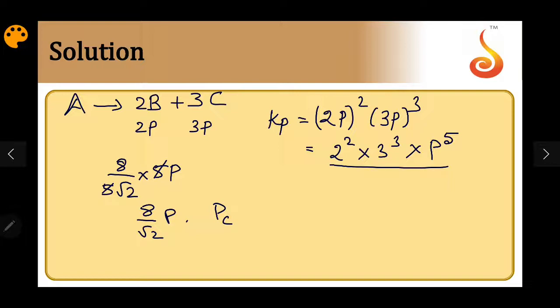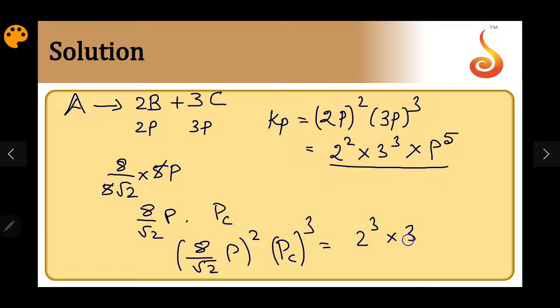Okay, so I can write that Kp will remain the same. So (8 by root 2 P) whole squared times PC whole cube is equal to 2 squared into 3 cube into P to the power of 5. So I have to simplify and get PC in terms of P. Okay, you can take it down. I'll go to the next slide.